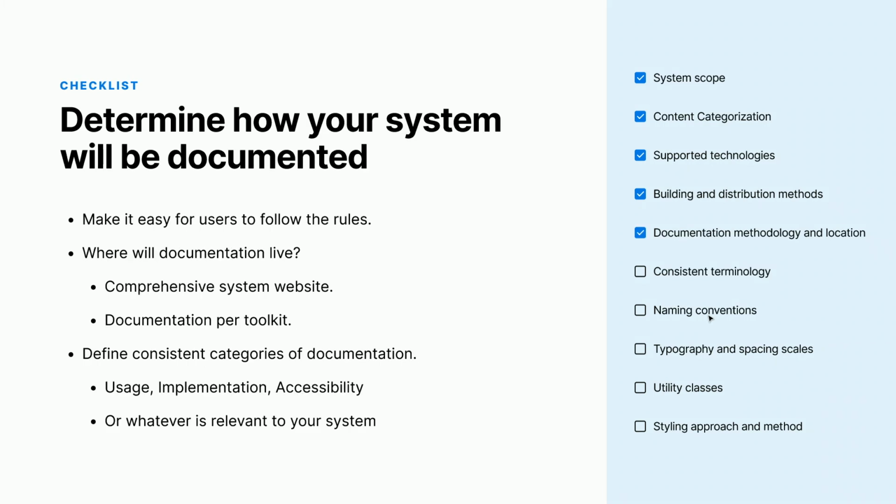So determine how your system will be documented. Number one rule, make sure it's easy for users to follow your rules. You don't want resistance, you want friends, and you want to make it easy for them. So I'm just going to gloss over this one, but it's basically, do you want it on a website? Is it in Storybook, in your toolkit? Is it in Figma? Just make those decisions up front.